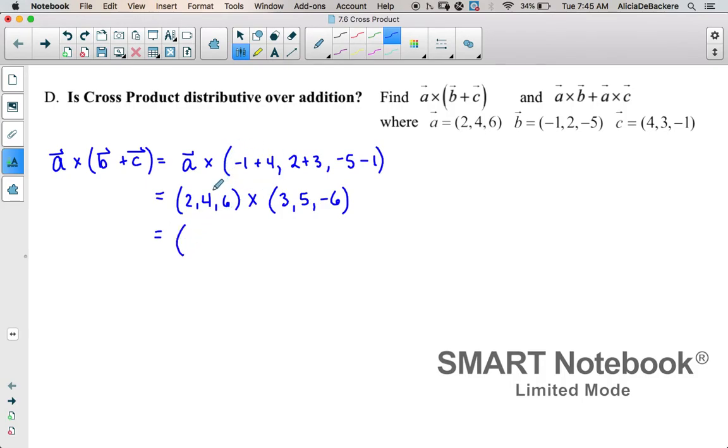So I'm going to cross this. I'm going to do the second coordinate here, 4 times -6, so I get -24, and then I'm going to subtract the third coordinate by the second coordinate. 6 times 5 is 30. And then for my middle component, I'm doing the third times the first, so 18, and then the other way around, the first times the third, so minus -12. And then my last one, I'm going to do the first times the second, minus the second times the first. And then we'll just simplify this out.